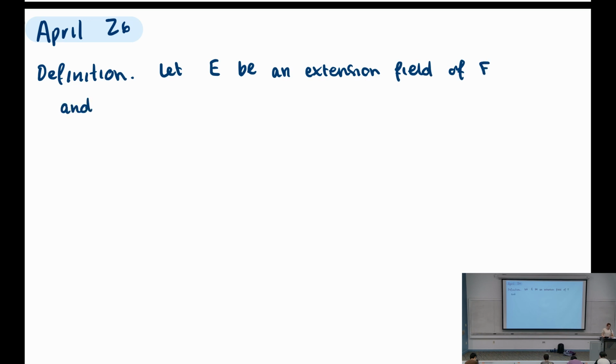So, we're going to start with a definition, and y'all asked some questions last time that led into this definition. Let E be an extension field of F, and let f of x be a polynomial with coefficients from F. Then we'll say that f splits in E if it can be factored as a product of linear factors in E.